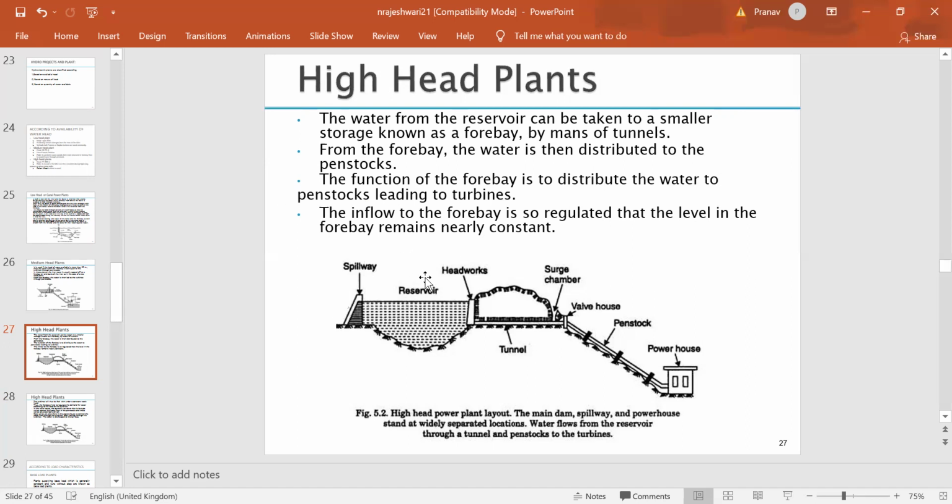So this is a high head power plant, and this is the spillway. After the spillway, the reservoir is constructed, and this is the headworks. After that, this is the tunnel. After the tunnel, one surge tank or surge chamber is placed. After that, a valve house, penstock, and this is the powerhouse.